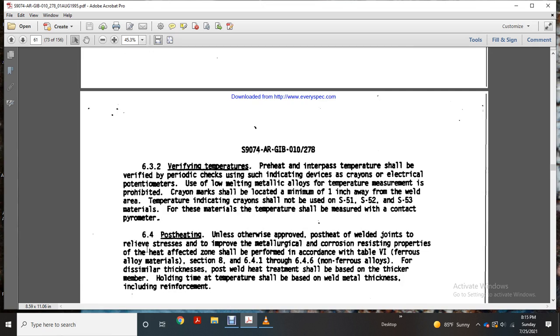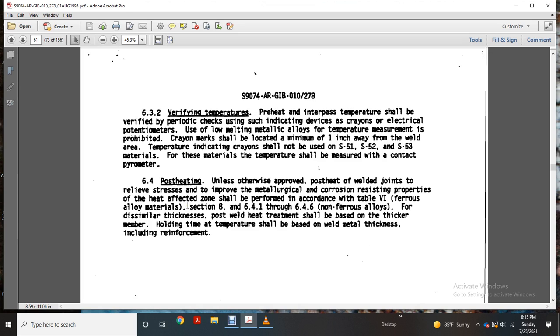Preheating and interpass temperature shall be verified. Periodic checks use indicating devices such as crayons and electrical pyrometers. Use the low metal and metallic alloys temperature measurement. The temperature crayon markers should be located a minimum of 1 inch away from the weld area. Temperature indicating crayons should not be used with S51, S52, S53 material. For these materials, temperature will be measured with a contact pyrometer.